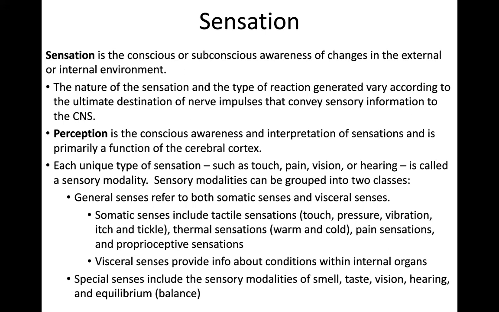Now, the nature of the sensation and the type of reaction generated vary according to the ultimate destination of the nerve impulses that convey the sensory information to the central nervous system. So in other words, if we have perception of things like touch, pain, vision, or hearing, it's because those signals are traveling to the cerebral cortex, to their specific region in the central nervous system. But not all sensations get transmitted to the same place in the central nervous system. So that's why we don't have perception or that conscious awareness of them. Each sensation and where it's processed in the brain is different.